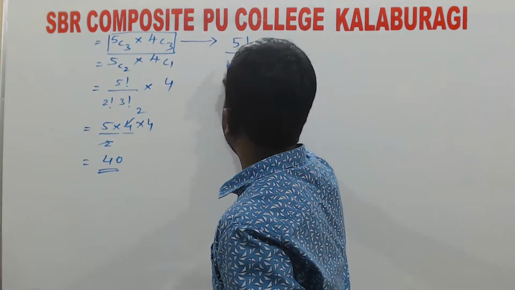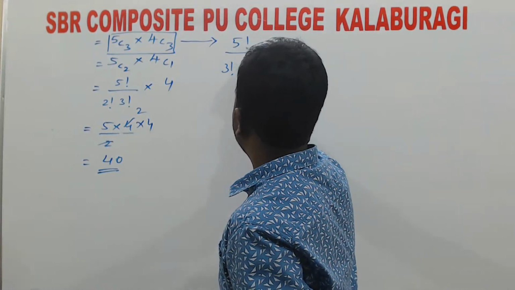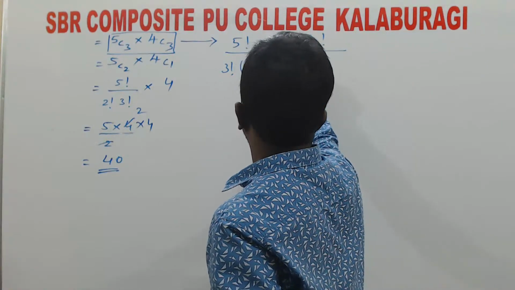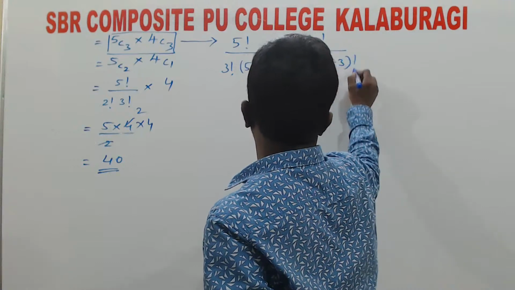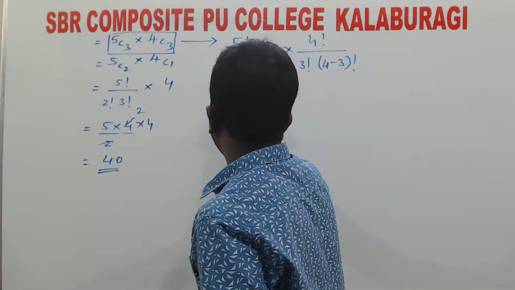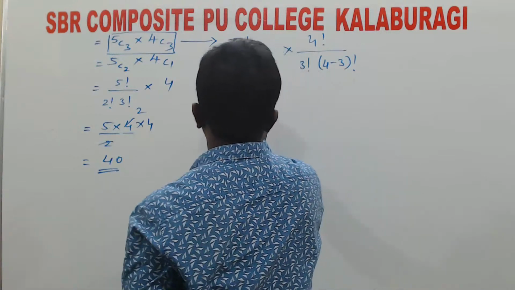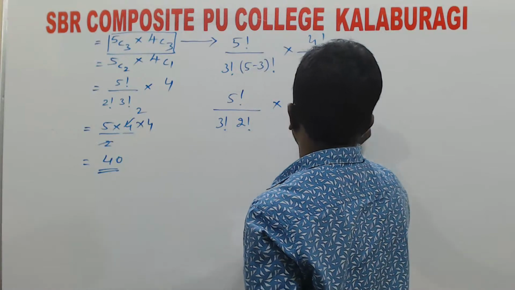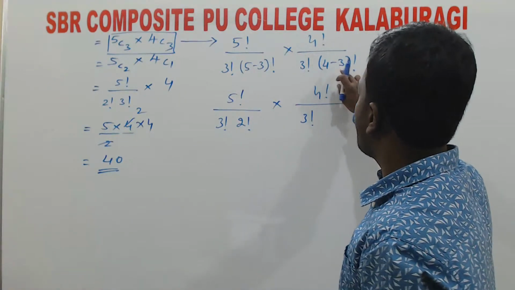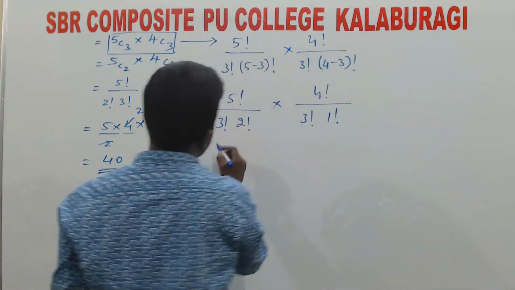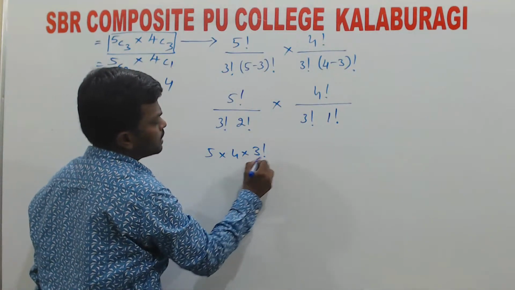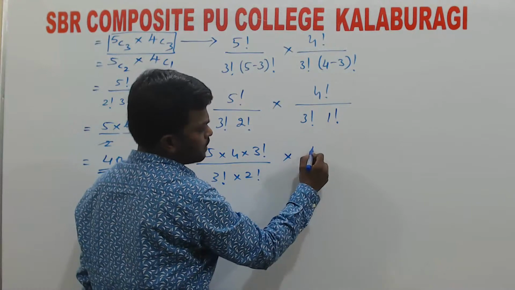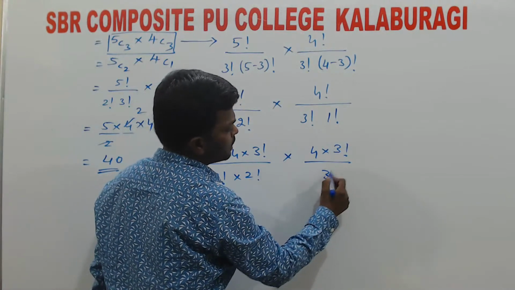So it is 5 factorial by 3 factorial, (5 minus 3) whole factorial, into 4 factorial by 3 factorial, (4 minus 3) factorial. So let me write it as it is: 3 factorial, 5 minus 3 is 2 factorial, into 4 factorial, whole divided by 3 factorial, 4 minus 3 is 1 factorial. Can I write 5 factorial as 5 into 4 into 3 factorial into 2 factorial? 1 factorial is 1. 4 factorial, I will write as 4 into 3 factorial.